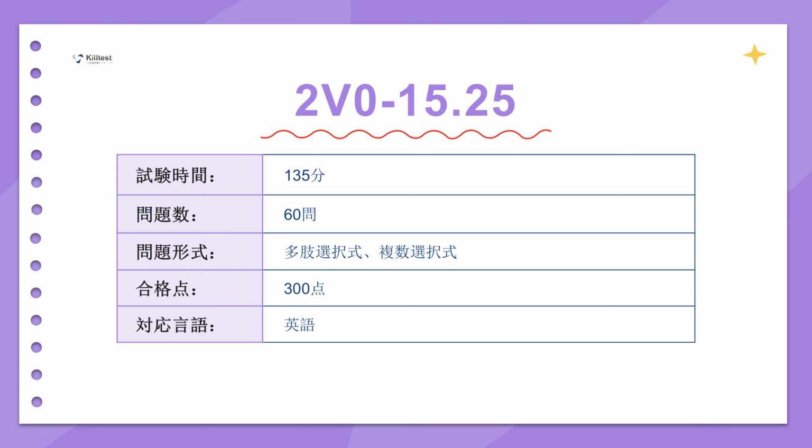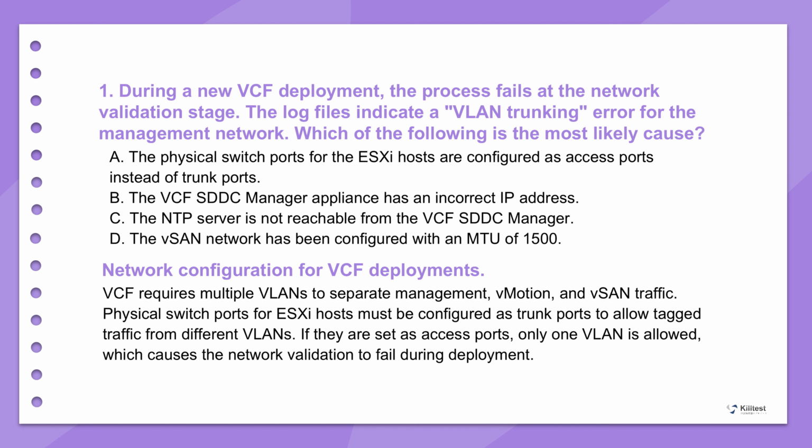Okay, let's unpack this then. Let's start right at the beginning. Day one. You've got your shiny new VCF deployment. The optimistic phase. Exactly. And then, bam, it hits a snag right at the network validation stage. Uh-oh. That error: VLAN trunking issue on the management network. What's the likely culprit here? Why does this pop up so often early on?